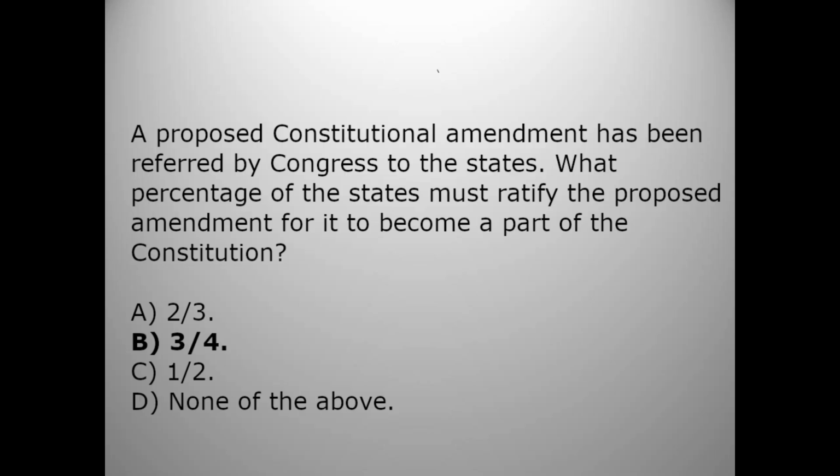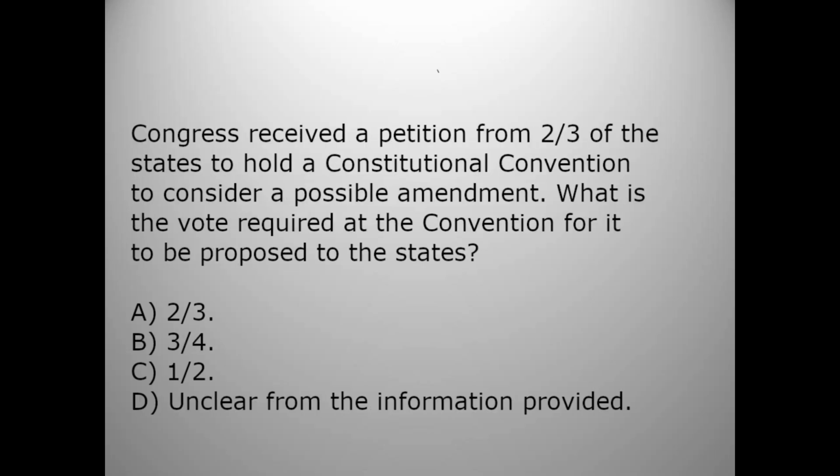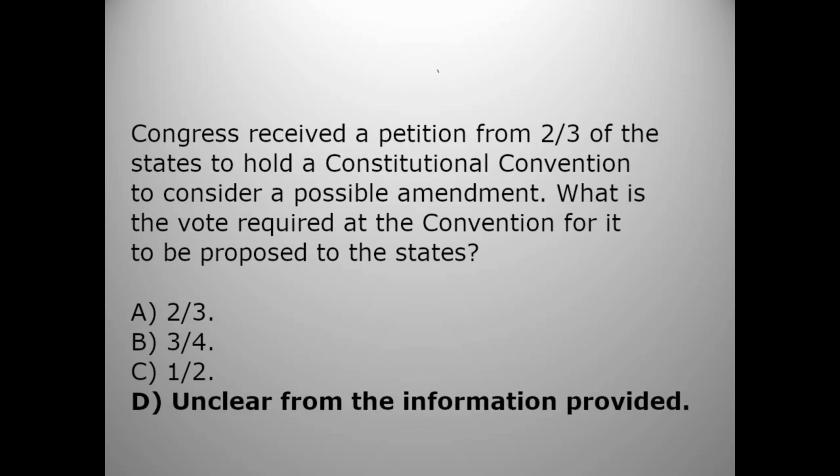Here's our second question. Congress received a petition from 2/3 of the states to hold a constitutional convention to consider a possible amendment. What is the vote required at the convention for it to be proposed to the states? The correct answer is D, unclear from the information provided. On any multiple choice test, watch out for statements like this because they just have a way of being the correct answer sometimes. This is one of those cases.